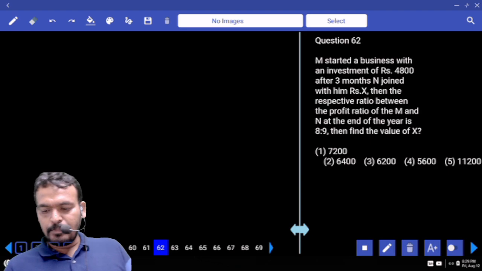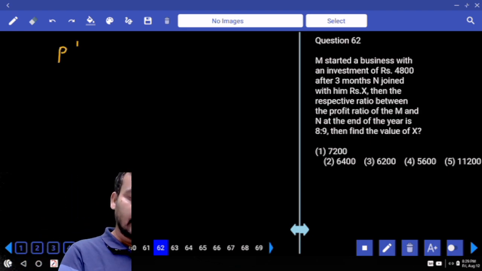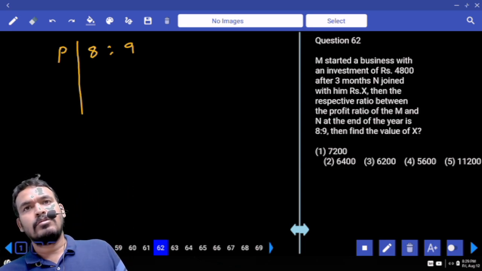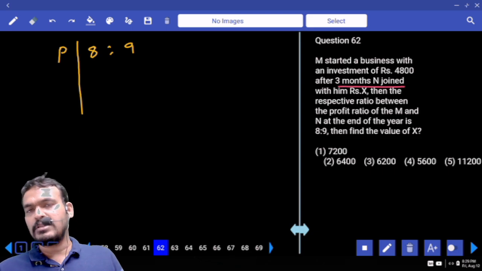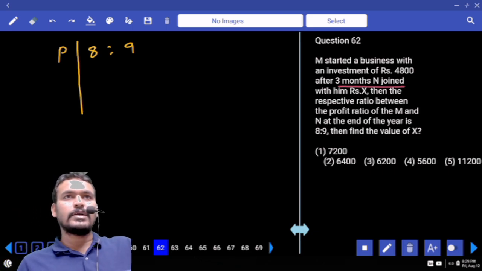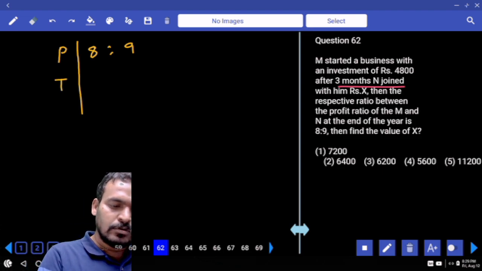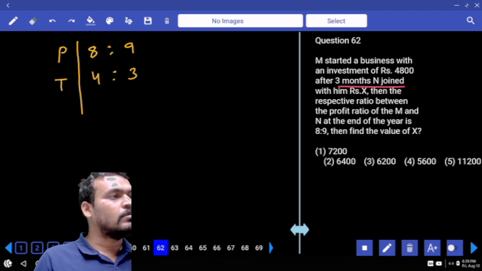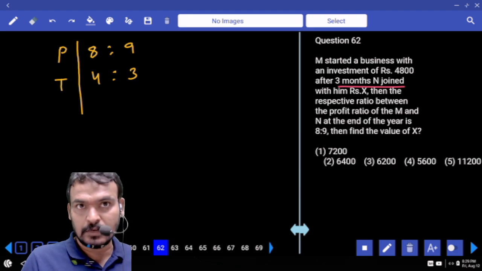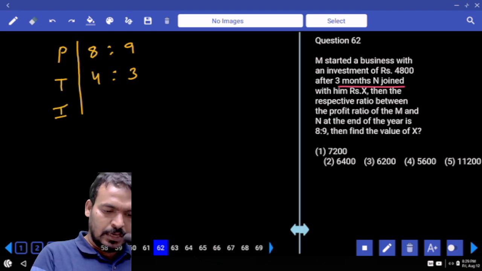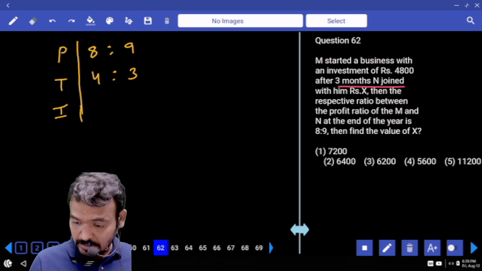Okay, what is the profit ratio given? 8:9. First one invested for how many months? 12 months. Second one joined after how many months? 3 months. Means first one 12 months, second one 9 months. What is the time ratio? 4:3. Profit ratio is given, time ratio is given. Then we get which one? Investment ratio. Investment is nothing but profit by time.